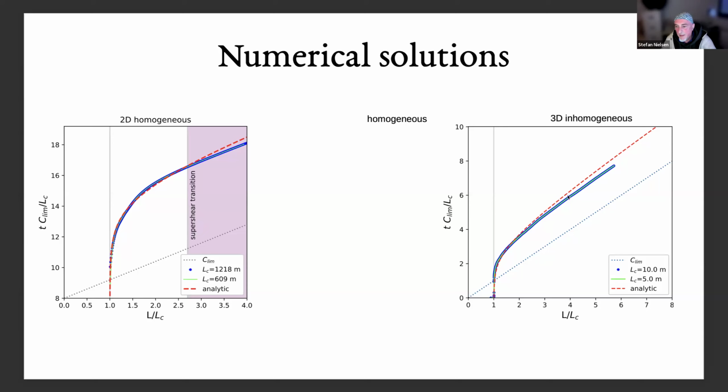Then this is the 3D solution for the inhomogeneous fault. So I did the same thing. So the rescaled problem overlaps. So the scaling is respected although we are in 3D. And again, the analytical solution is pretty close, except that the numerical one tends to accelerate a little faster because it eats into the high pre-stress regions and wants to transition to super shear.